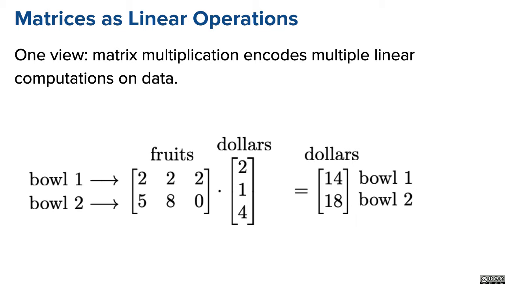And in particular, you can't just do any computation you want. Matrix multiplication encodes a very specific type of computation, which is called a linear operation. A linear operation here, okay, so if I add a new bowl here, I can add a new row to my data matrix. If I add a new row to the bowls matrix, I'll get a new row in my vector output. Okay, so for example, if I wanted to add more computations on the same data, I can add new rows to my left-hand matrix.